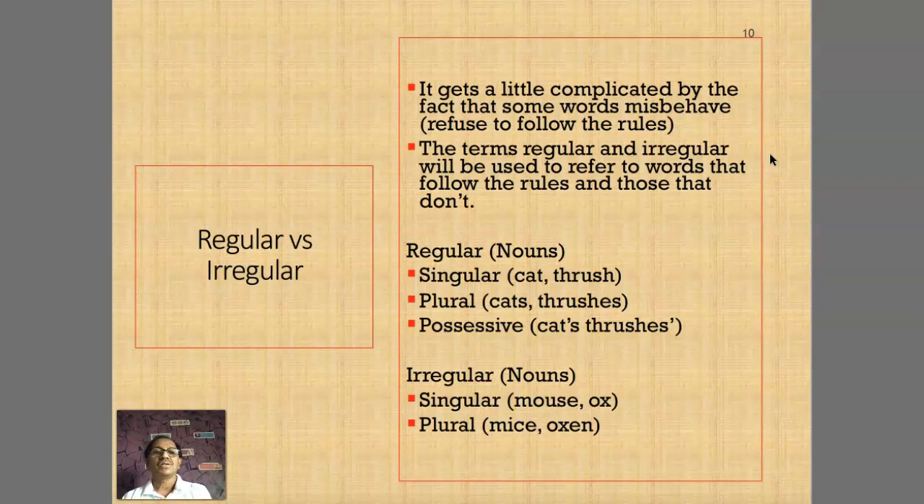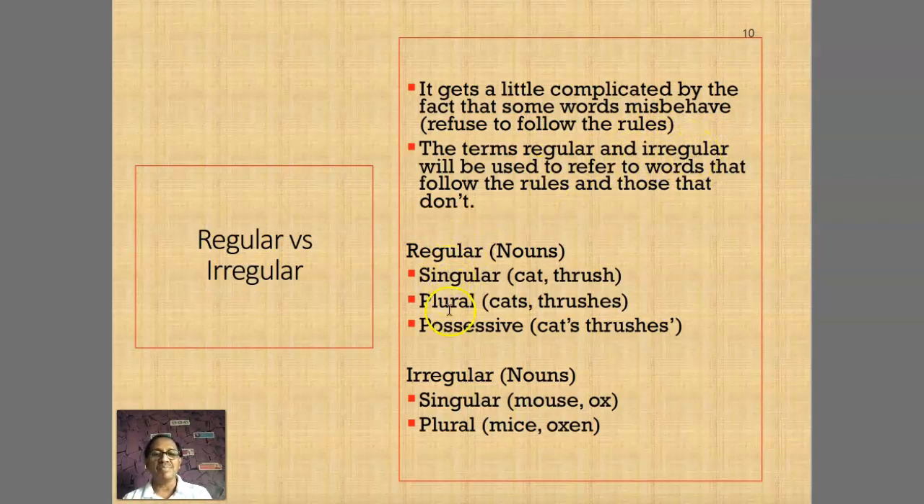If you have a word like datum, data is the plural. So those words which do not follow rules are irregular words, irregular nouns. The terms regular and irregular are used to refer to words that follow the rules and those that don't, respectively. Right? Those that follow the rules are regular nouns. Those that do not follow the rules are irregular nouns.